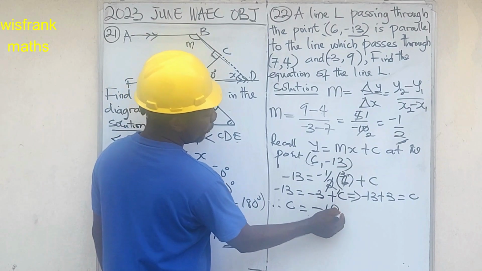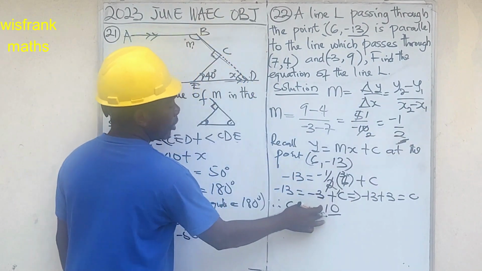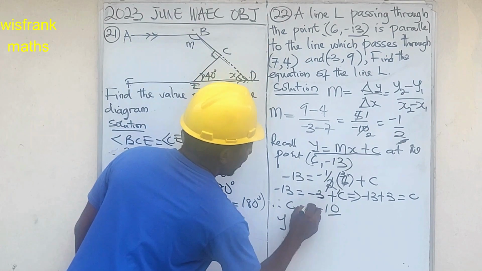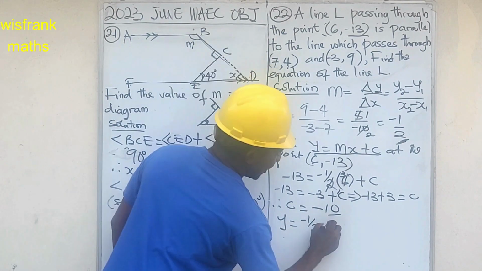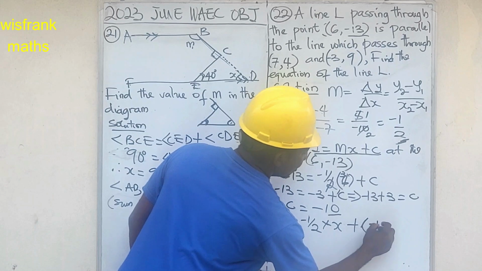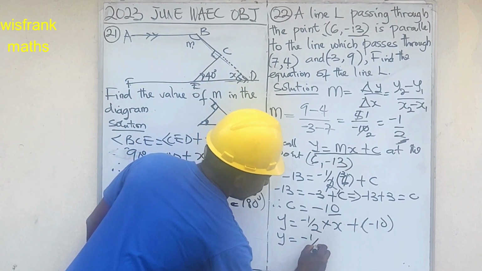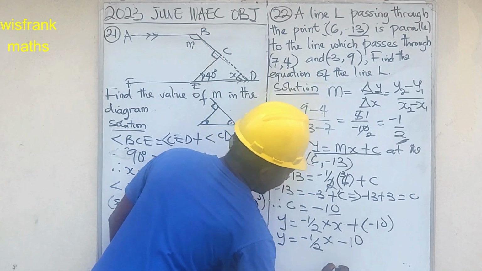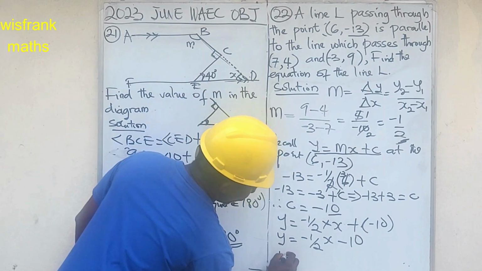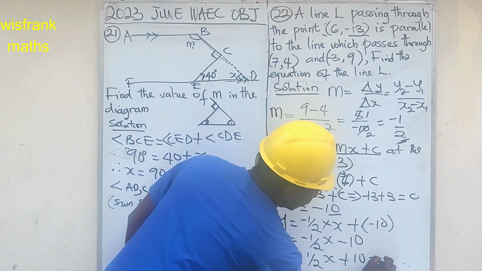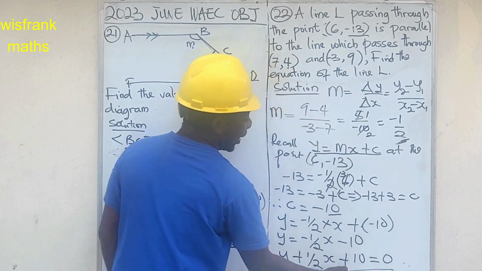Now we have c here and we have m here. Let's substitute back into the equation of a line, which is y equals m, which is -1/2, times x plus, in this case, -10. So here we have y equals -1/2 x minus 10. This is the same thing as y plus 1/2 x plus 10 equals 0. So this is the equation of the line.